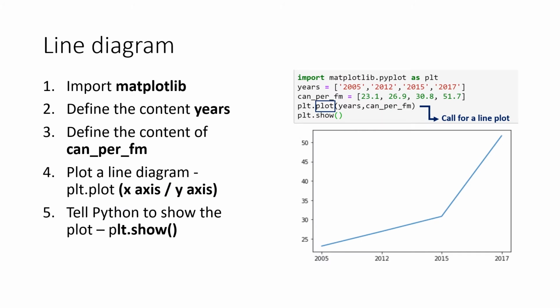So if we want to create a line diagram out of that, we first have obviously to import Matplotlib. After that, we have to define the two data points that we want to have. And we do this here by creating two lists. The first one stores our years, so 2005 until 2017. And the second list stores our data points, or in that case, the percentage of female ministers.